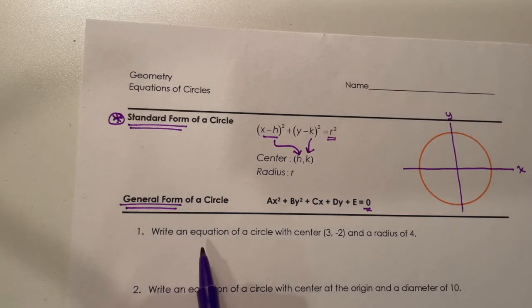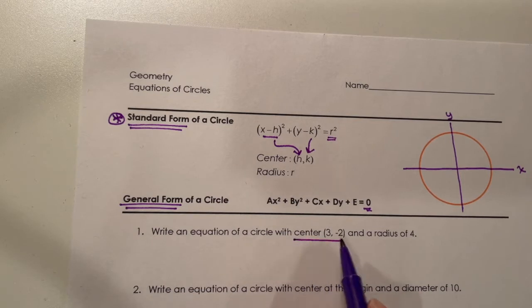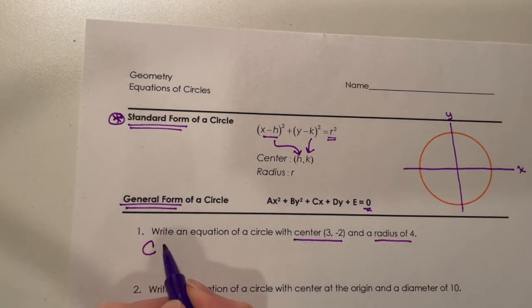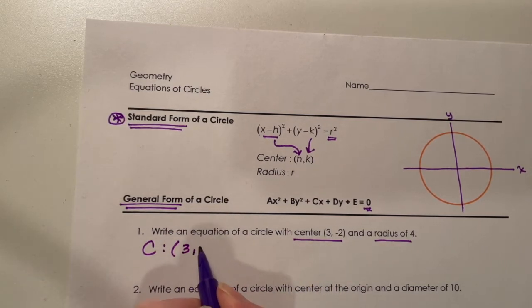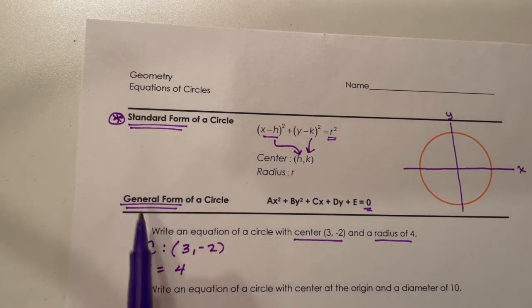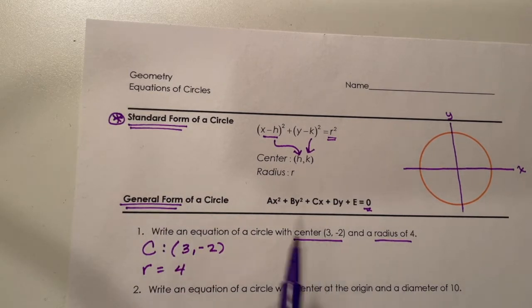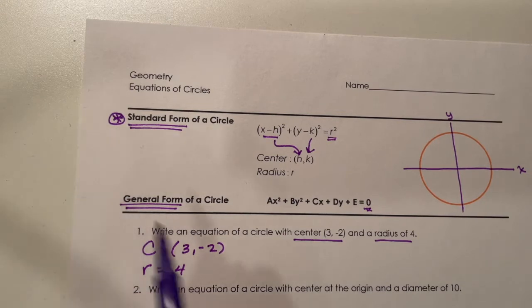So for our number one, write an equation of a circle with the center at 3, negative 2, and a radius of 4. So every time I do these problems, I suggest that we write down what the values are. So we have the center is at 3, negative 2, and the radius equals 4. So I could put this equation in either one of these forms because it didn't specify on this question. So I'm going to go with the easy one, right? Standard form of a circle.